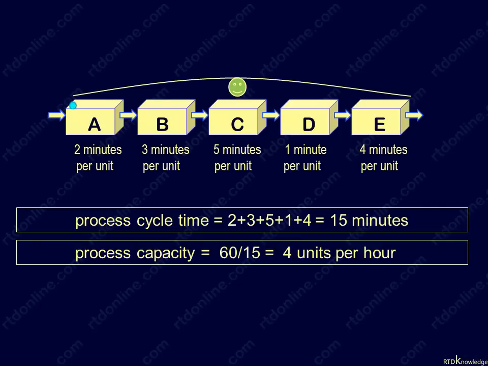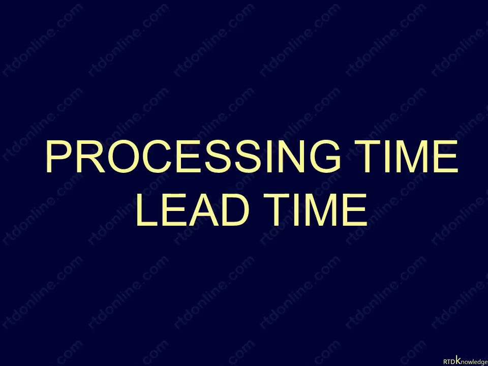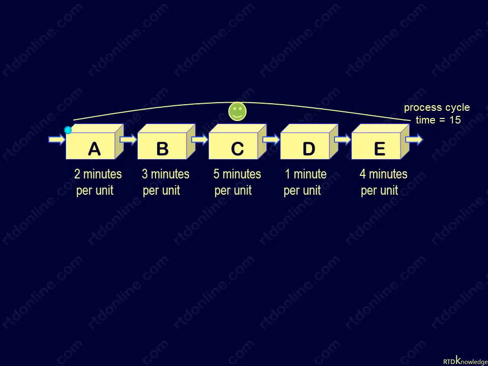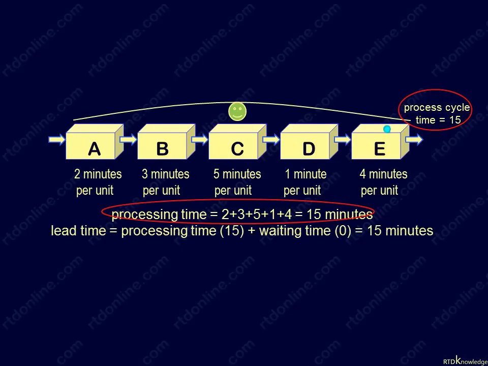At this point, let's learn 2 more important process concepts: processing time and lead time. Processing time is the sum of the cycle times of all workstations. It represents the total value added by the entire process and can be a basis for costing a product or an order. When there is only 1 operator performing all the tasks in all workstations, the processing time is also the process cycle time. Lead time is the processing time plus any waiting time between or inside workstations.